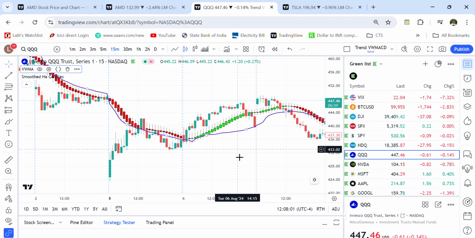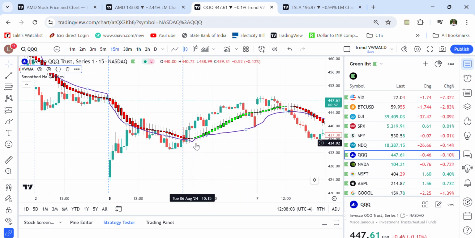Second condition is it should cross the smooth Heikin Ashi. The smooth Heikin Ashi, it has crossed that range also. The smooth Heikin Ashi bars, it has crossed and it has closed. Make sure you close the candle. Don't take a trade in a running candle. It will give you false signals.